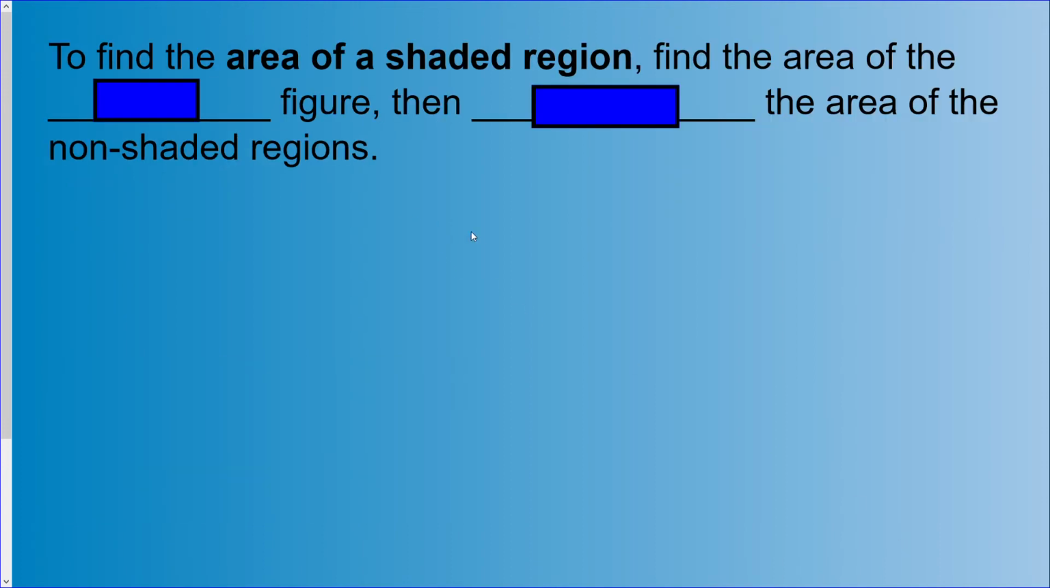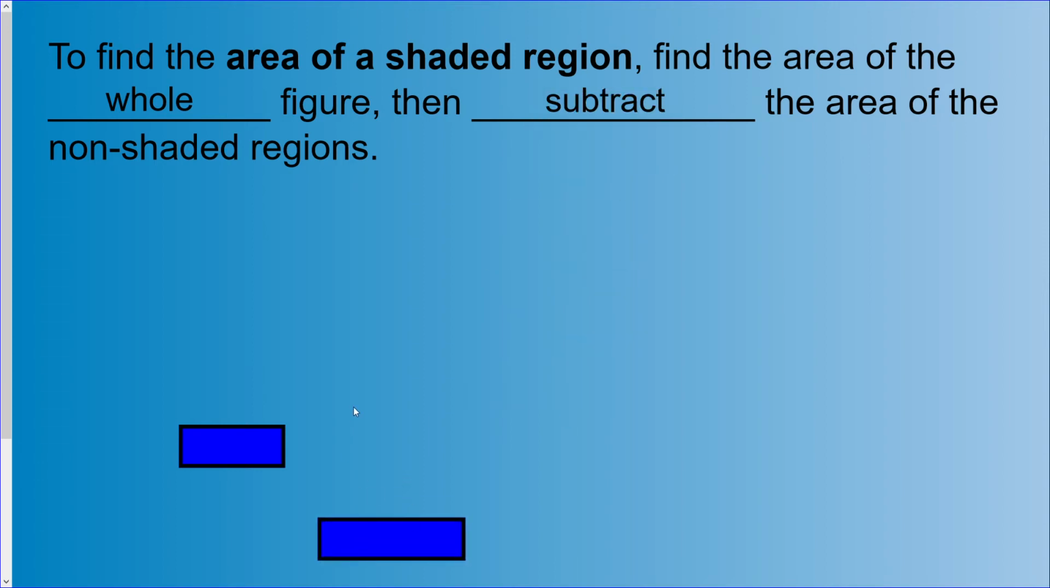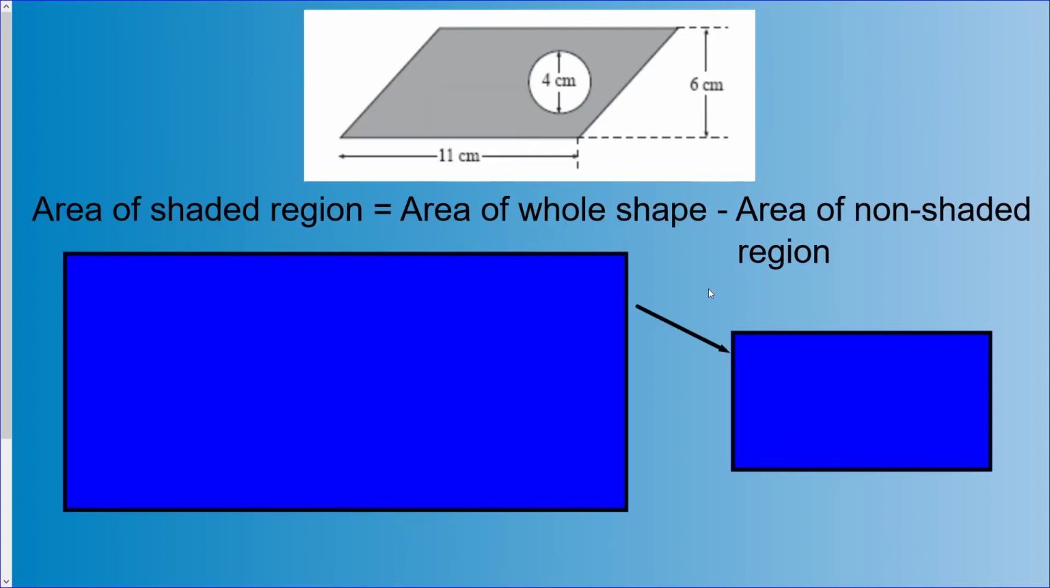All right, so to find the area of a shaded region, which sometimes you get questions like this, you've seen them before, you find the area of the whole figure, and then you subtract the area of the non-shaded regions. Usually when you have these sorts of questions, some dimensions are left out, such as the dimensions of that shaded region, so you need to do a little bit of extra work to find it. You'll see that in the example on the next page.